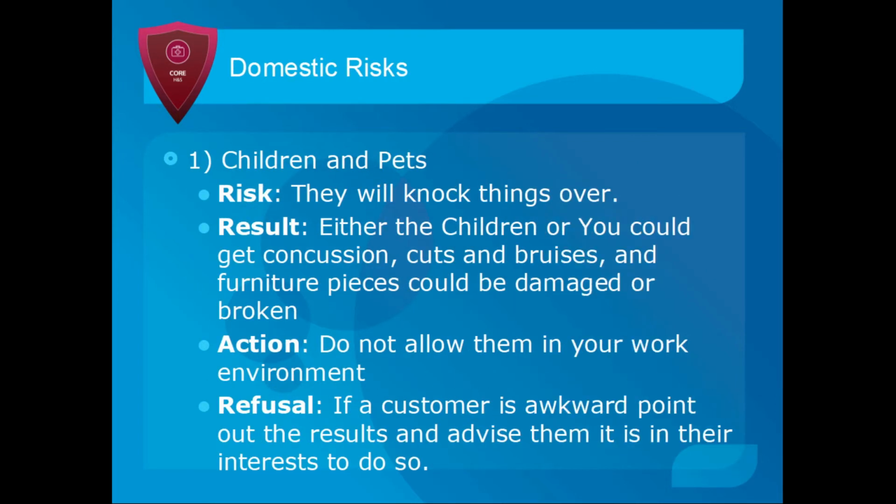So the domestic risks we've identified and included here are, firstly, children and pets in a domestic environment. They will knock things over. That's what they do. Either children or you could get concussion, cuts and bruises, and furniture pieces could also be damaged or broken. So really, you should not allow them in your work environment. If a customer is awkward, point out the results and advise them it is in their interest to do so. If any damage is caused or injury, it's not your fault if they refuse to keep their children and pets away from you. It's their fault.